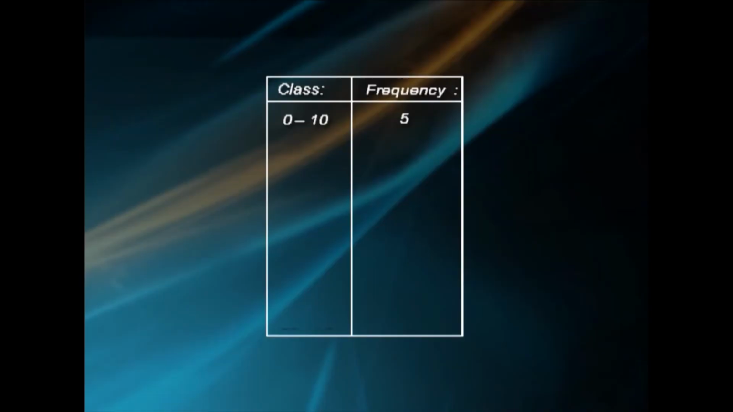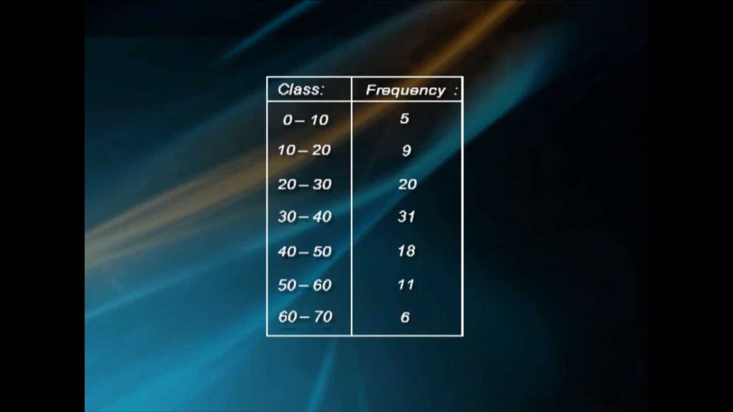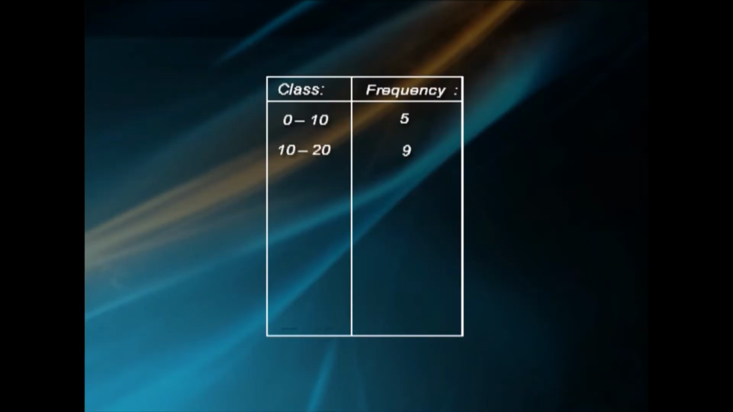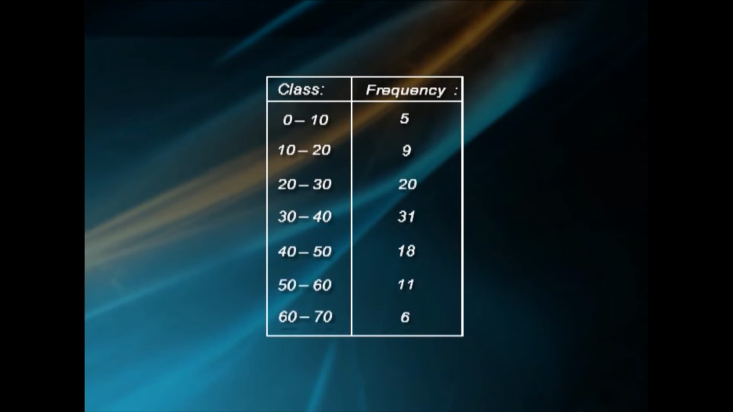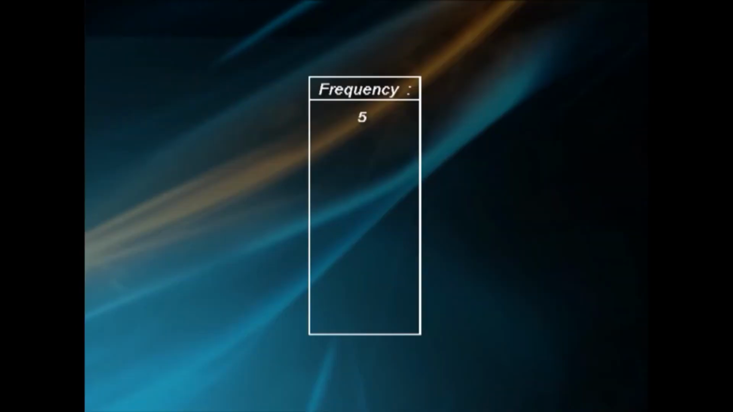Problem. Obtain the quartile deviation of the following data: class 0 to 10, 10 to 20, 20 to 30, 30 to 40, 40 to 50, 50 to 60 and 60 to 70. The corresponding frequencies 5, 9, 20, 31, 18, 11 and 6. Solution. The less than cumulative frequencies are 5, 14, 34, 65, 83, 94 and 100.